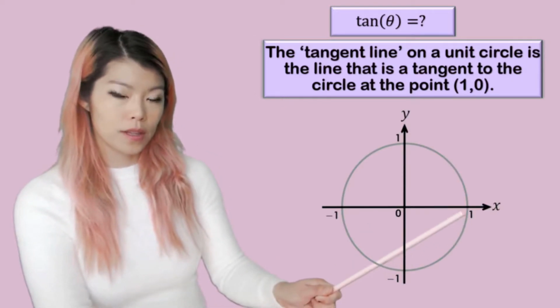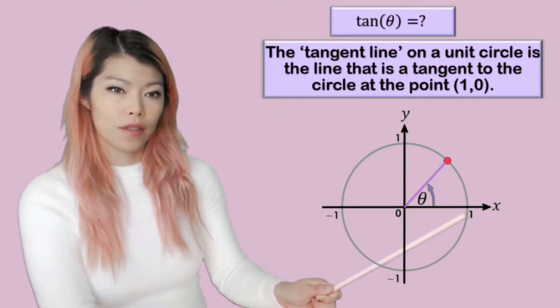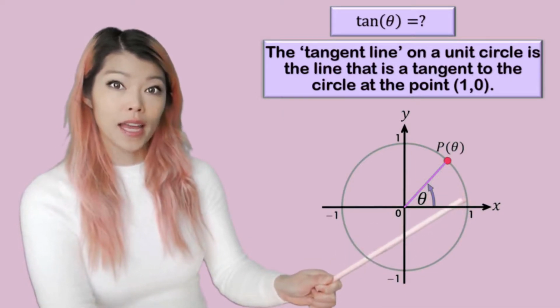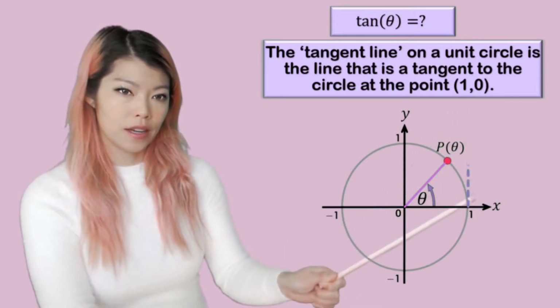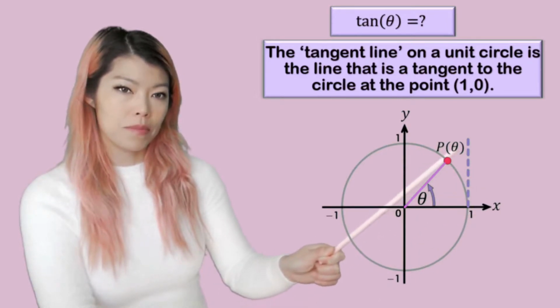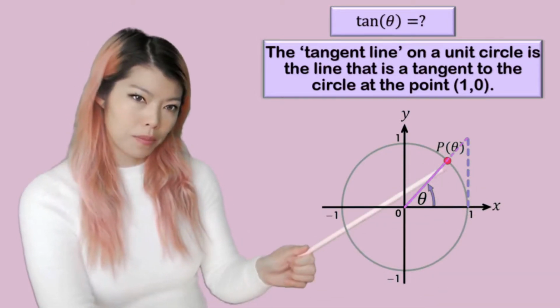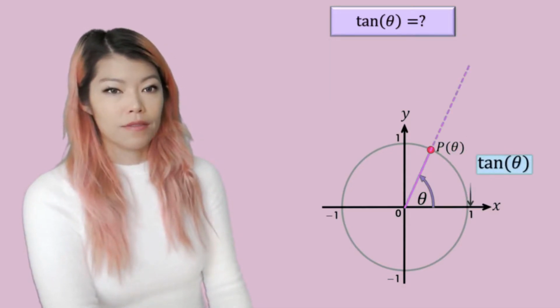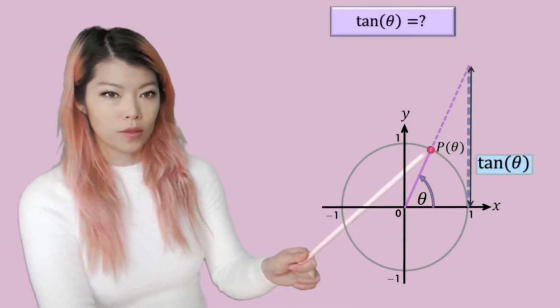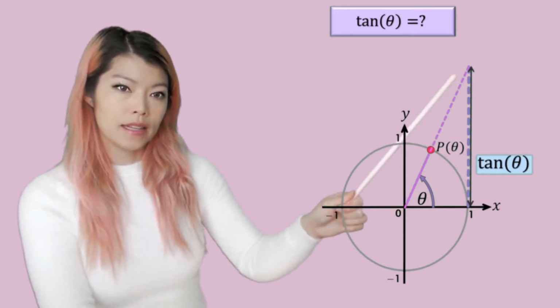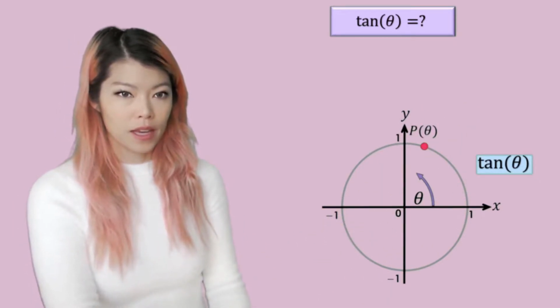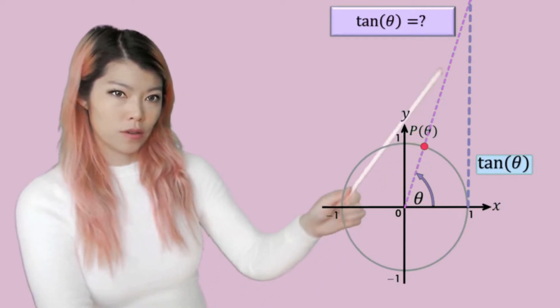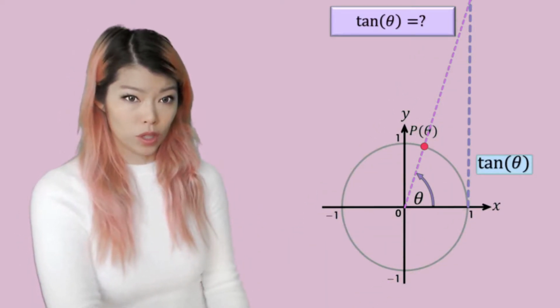So this is the point (1, 0). If I have a P of theta over there, then the tangent line would be the tangent line over here until it meets that line over there. So that purple dashed line is my tan theta. If I move the point to another point, then the tan theta would be that line over there. And I can move the point around the circle and make tan really big, or completely small.